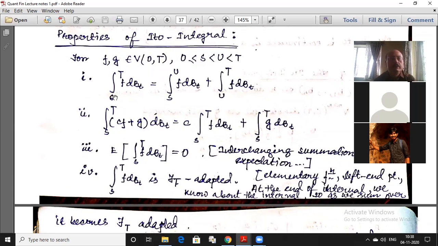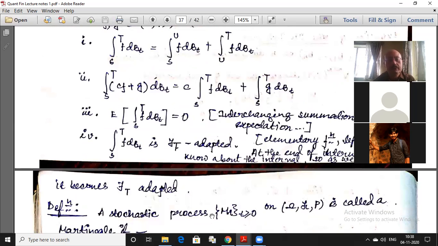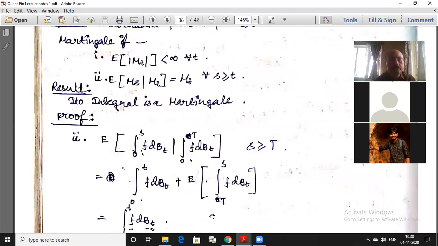In particular, these first two properties here are similar to the Riemann integral properties: linearity, additivity, etc. But the third and fourth one are specific to the stochastic integration scenario, where we evaluate the expectation of the integrals, which we show to be 0, and show that the integrals are also FT adapted. FT adaptedness would be very useful for us for financial applications.